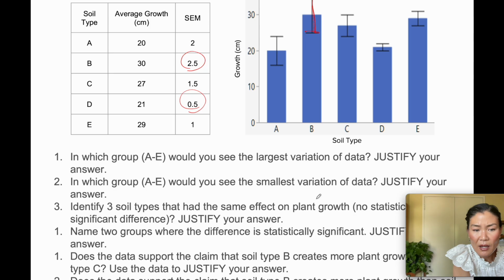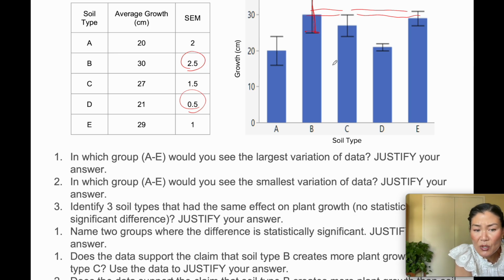Next, identify 3 soil types that had the same effect on plant growth, no statistically significant difference. When we're looking for groups that have no statistically significant difference, we're looking for overlap. And it looks to me like B, C, and E have overlap. C definitely overlaps with E, and C overlaps with B, as does E with B. So I would say B, C, and E, there's no statistically significant difference between those 3 groups because there's overlap.